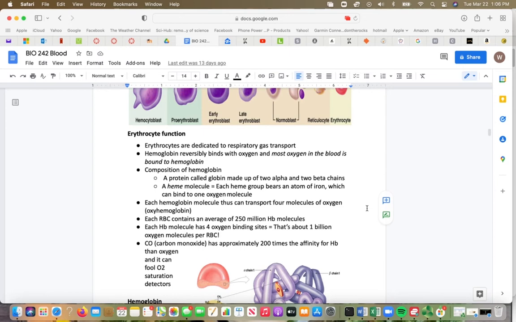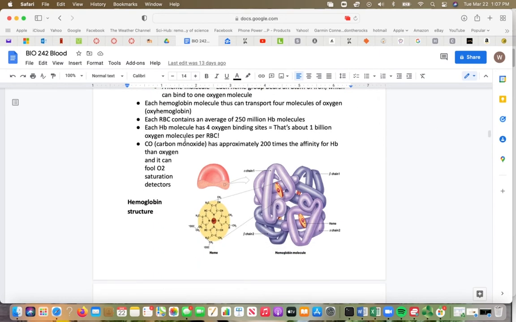So each red blood cell is going to have, on average, 250 million hemoglobin molecules. Each hemoglobin molecule is going to have 4 oxygen-binding sites. So a single red blood cell can transport about 1 billion oxygen molecules. Carbon monoxide, however, is a problem for us. It's going to have about 200 times the affinity for hemoglobin that oxygen does. So what it will do is bind to the hemoglobin and not let go and take up the space that could be used for oxygen transport. So it can actually fool oxygen saturation detectors.